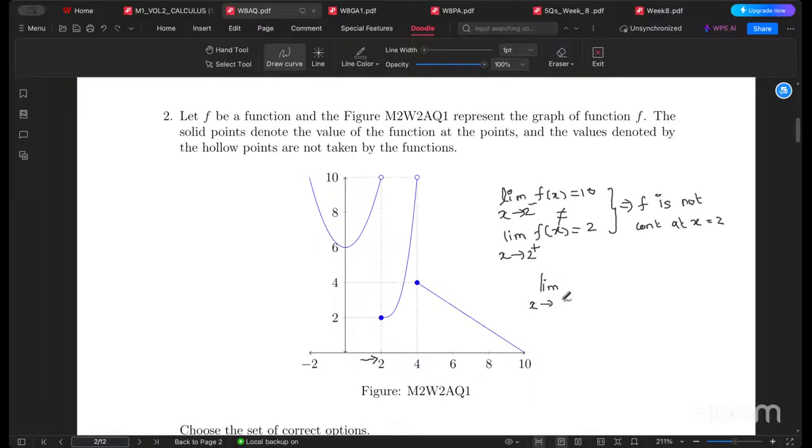Now can you try it by yourself? What is the left hand limit when you approach x from the left hand side of 4? So limit x goes to 4 minus f of x. Where is the function approaching? Can you see it and tell me? 10, again 10. Now what about the right hand limit of the function when you approach x to 4? It is approaching 4. Again you see they are not equal, so f is not continuous at x is equal to 4.